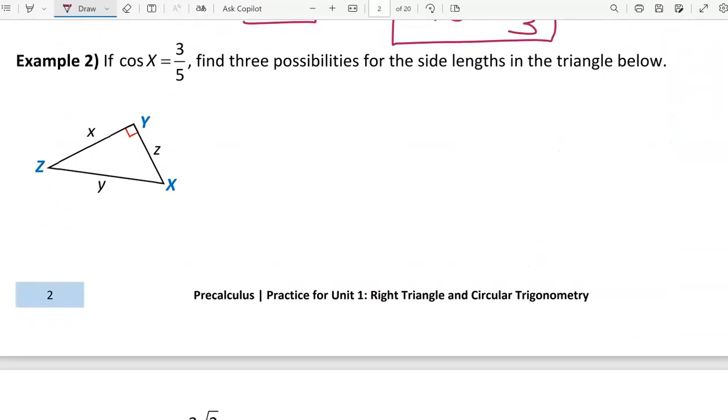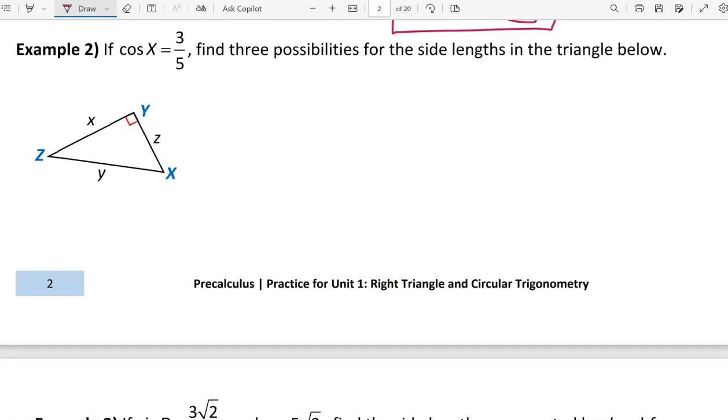All right, let's check out example 2. Cosine of angle X is equal to 3/5. Now you'll notice in this triangle we have an angle X, and opposite angle X we have side x. So uppercase X is the vertex and lowercase x is the side length. The same is true about Y and Z. Opposite the vertex is the side length of the same name with a lowercase letter.